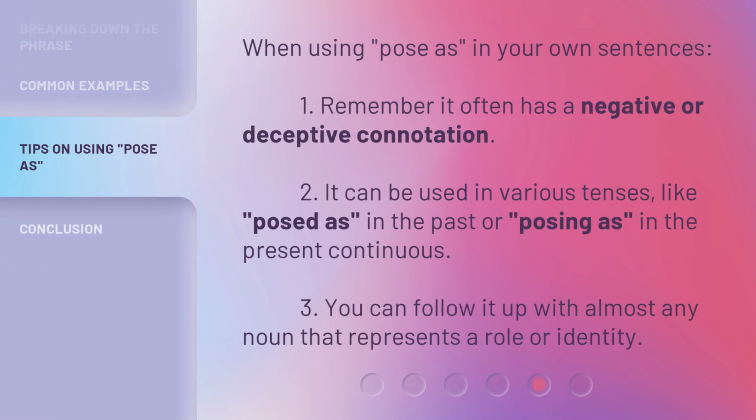When using pose as in your own sentences: 1. Remember, it often has a negative or deceptive connotation. 2. It can be used in various tenses, like posed as in the past or posing as in the present continuous. 3. You can follow it up with almost any noun that represents a role or identity.